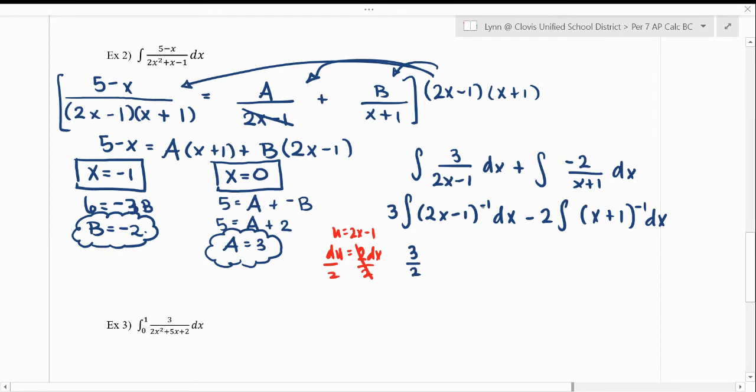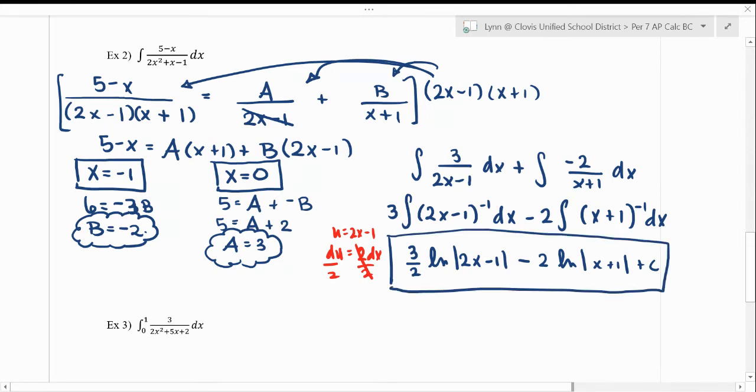And then this would be u to the -1, which is just natural log of 2x minus 1. And again, I know I'm skipping steps, but hopefully because we've done a fair amount of natural log, that's not too bad for you. And then over here, the derivative of this is 1 dx, so I don't need to do a substitution. So that would be just the natural log of x plus 1. And now if you need to, actually write out those steps for the natural log substitution, I highly recommend that you actually do that.